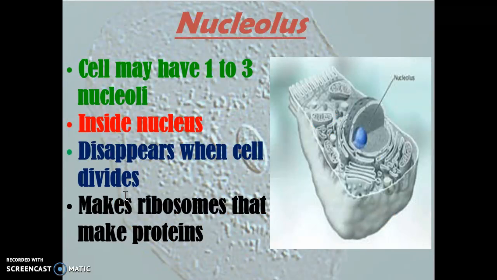Nucleolus, again, you can have 1 to 3 nucleoli, plural of the nucleolus, inside the nucleus. During mitosis, they disappear. And during interphase, they're visible again. They do make ribosomes. They produce the ribosomes that make the proteins.